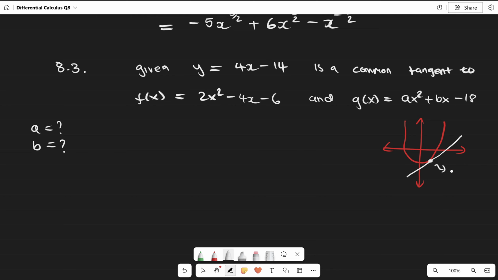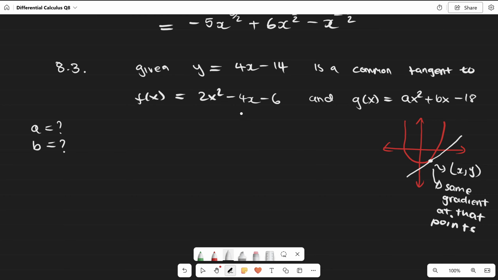We know that at this point, these two graphs or functions share the coordinates. They have the same x value and y value, right? We are going to use that, and we know that they also have the same gradient at that point, right? Those two pieces of information are going to be our tools in this question.